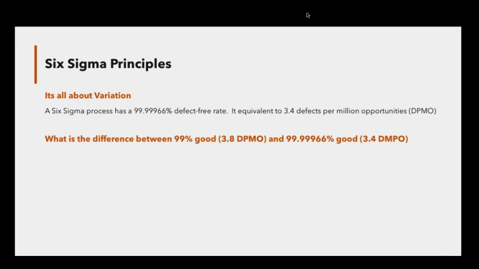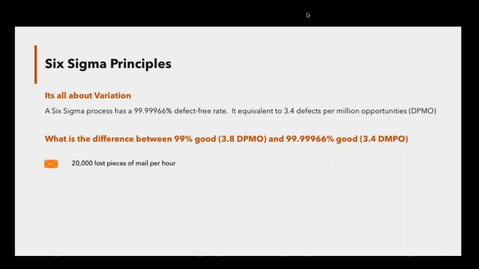A lot of times when we ask what is good enough, a lot of people will say that 99% is good enough. After all, it's only 1% less than perfect. A 99% when we were in school is still an A. But what's the difference between 99%, which is 3.8 defects per million opportunities, to 3.4 Six Sigma defects per opportunity? Well, let's run through some examples.